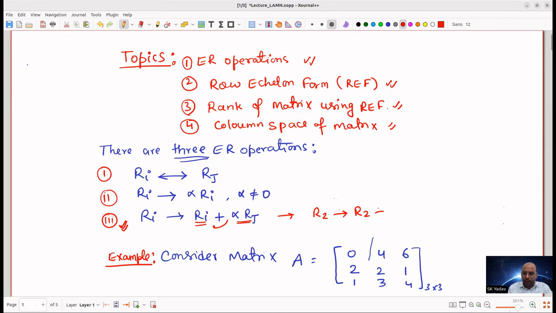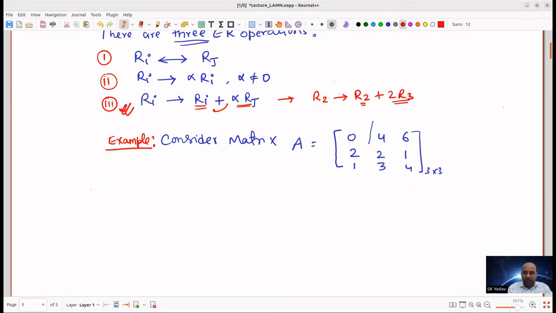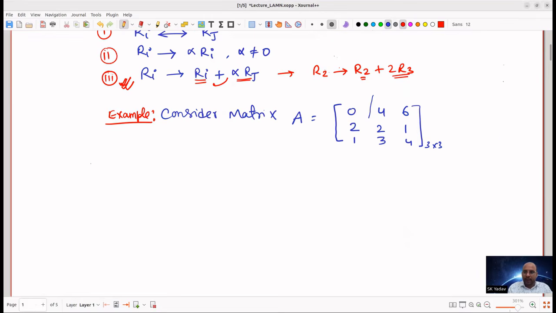So I'll write R2 plus 2 times R3. That means 2 times R3 is added to the second row. This is very important. Let us see one example here. So here I have taken a matrix A, which is given here. So the matrix is 0, 4, 6, 2, 2, 1 and 1, 3, 4.